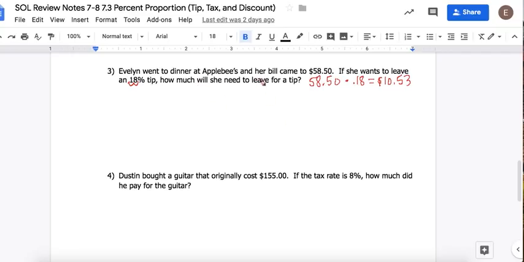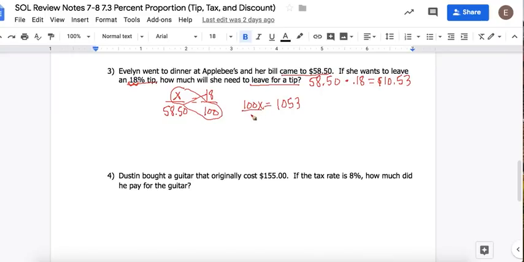It says, how much money will she need to leave for a tip? So I'm just calculating the tip. I know that the bill is $58.50, and I know that the tip is 18%. So we've got to find the tip. So part over whole. So $58.50 is the cost, and your percent over 100. So 100 times x is 100x, and $58.50 times 18 is 1,053. So please make sure you are writing down both methods here.